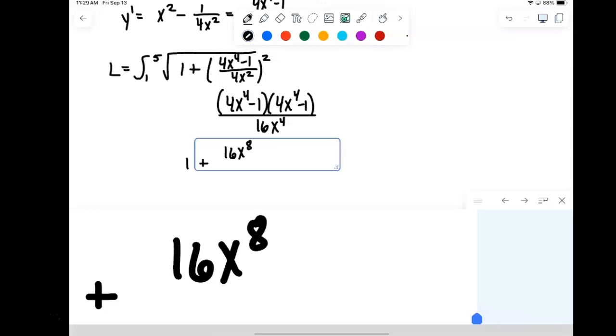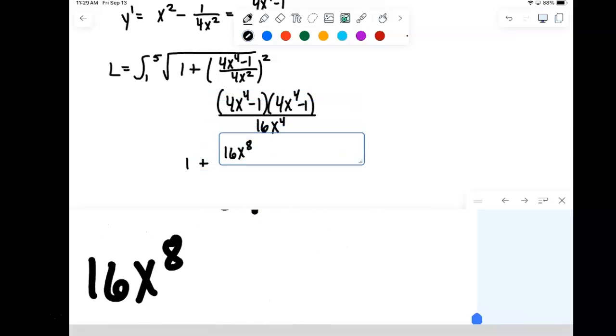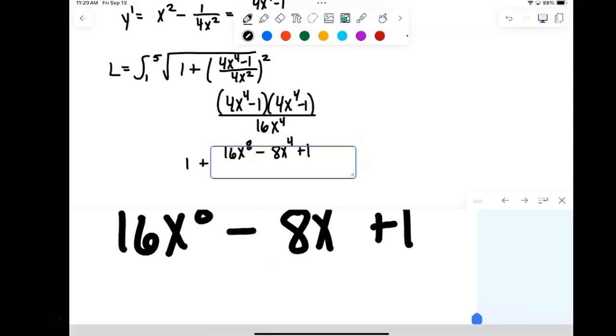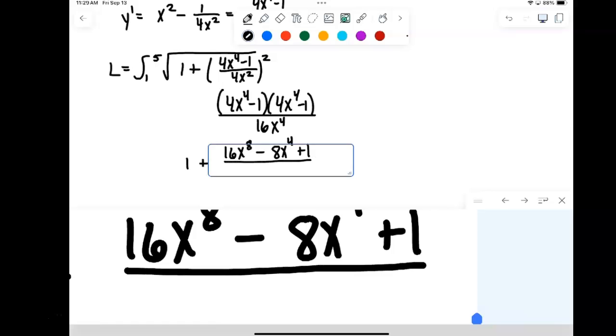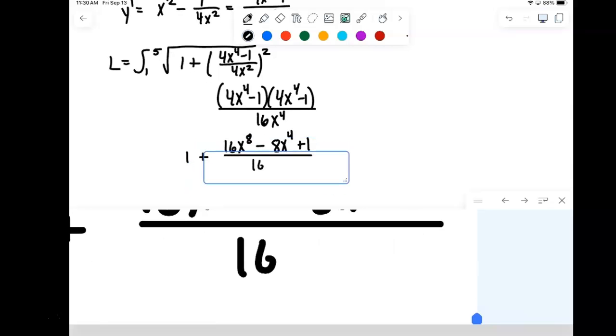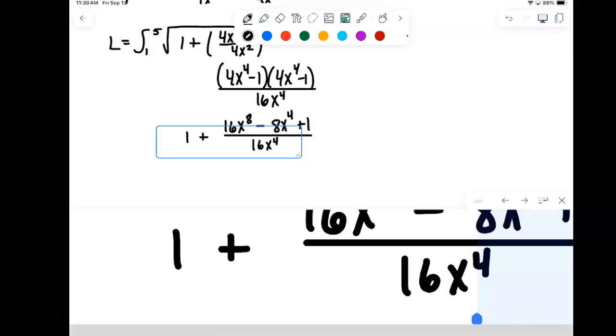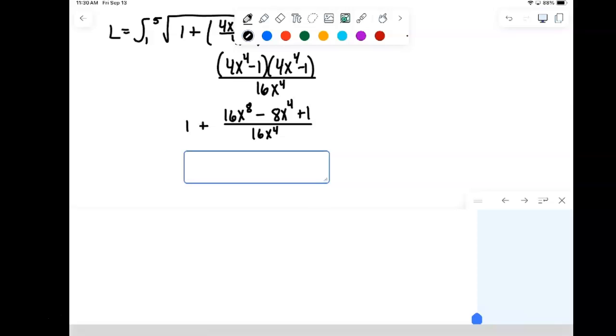All right, and then in the middle, you're going to have a 4x to the 4th and another one. They're both multiplied by minus 1, so that's going to be minus 8x to the 4th plus 1. And that's all over 16x to the fourth. Okay. So we get a common denominator. That 1's going to have to become 16x to the fourth over 16x to the fourth. So when we put that common denominator together, everything's going to be over 16x to the fourth.